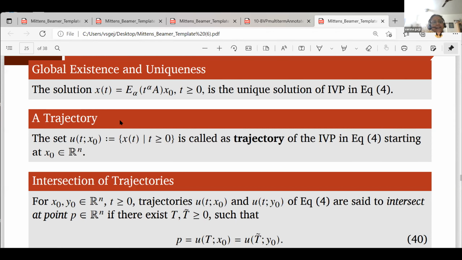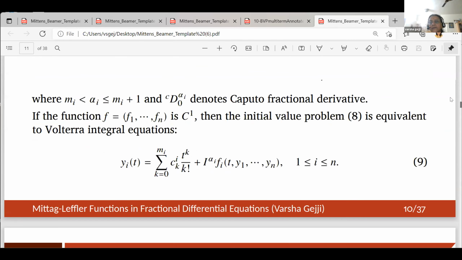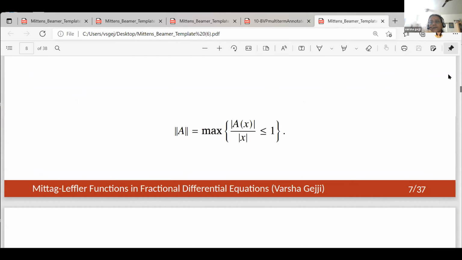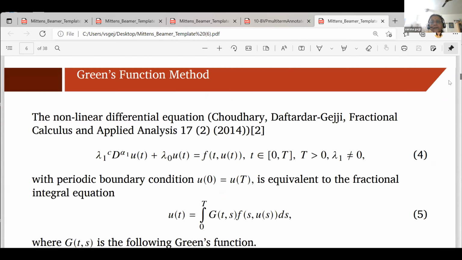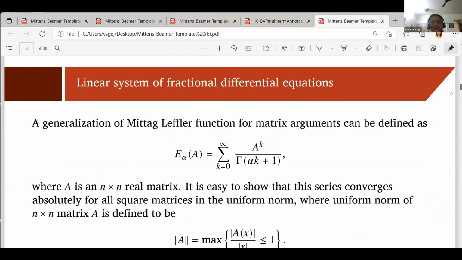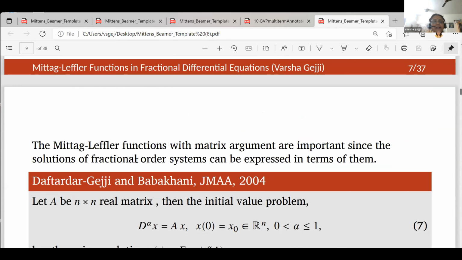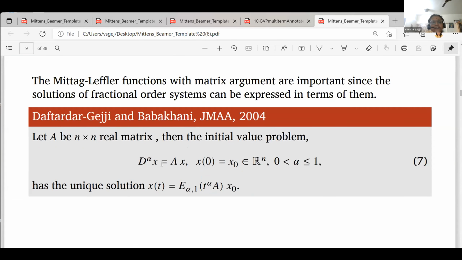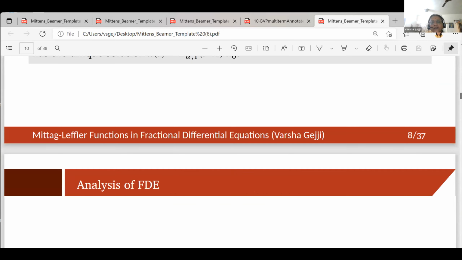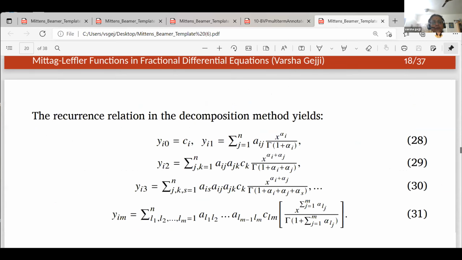In that study, I will just highlight some interesting facts that we have come across or proved. The trajectory we define as the set of U_t(x naught), where t is greater than or equal to 0. The set of all such points is the trajectory of the initial value. We are now considering x dot is equal to x, so I should say equation 7, I'm sorry, not 4. This equation, T alpha x is equal to x.